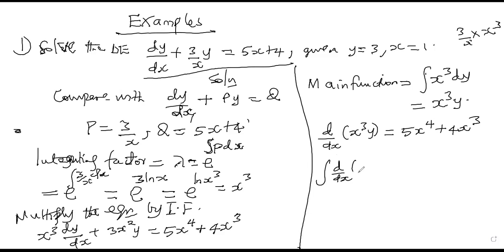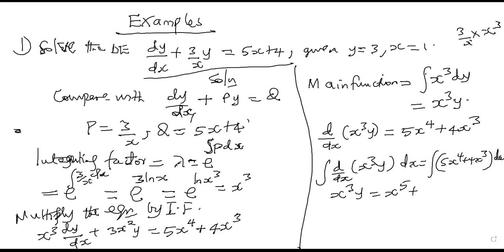Then you integrate both sides. d/dx of x cubed y dx should be equal to the integral of 5x to the power 4 plus 4x cubed dx. When you integrate the derivative, you get that very function, x cubed y, is equal to, when you integrate 5x to the power 4, you get 5x to the power 5 over 5, which is x to the power 5, plus when you integrate 4x cubed, you get 4x to the power 4 over 4, which is x to the power 4, plus a constant of integration. And this is my final answer.